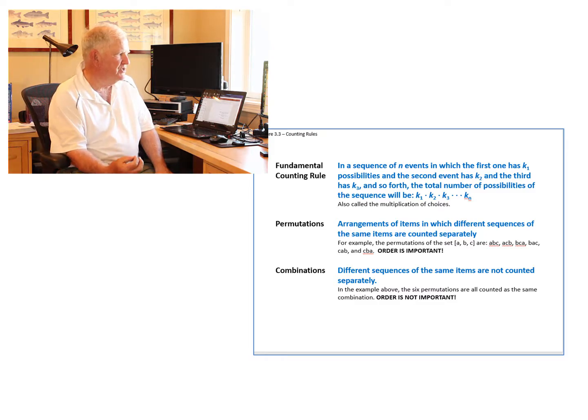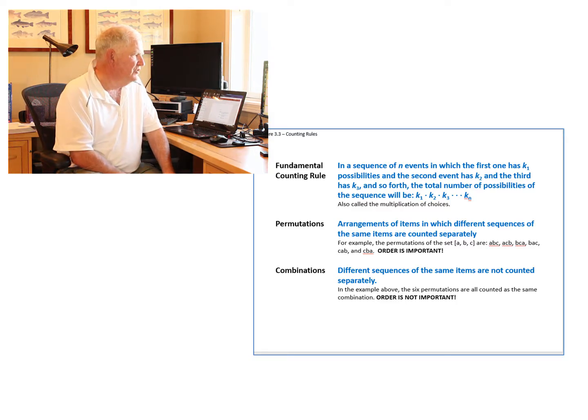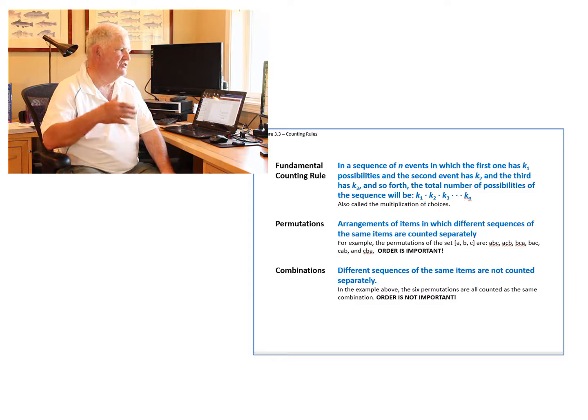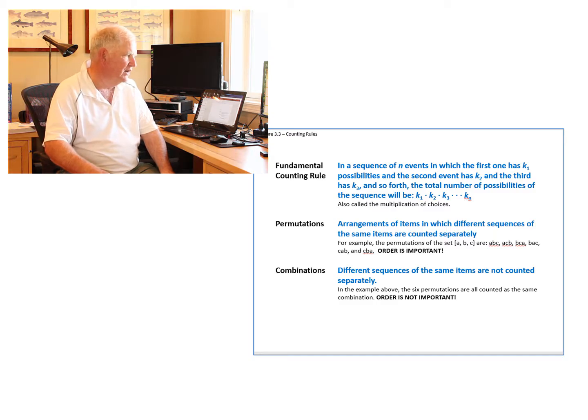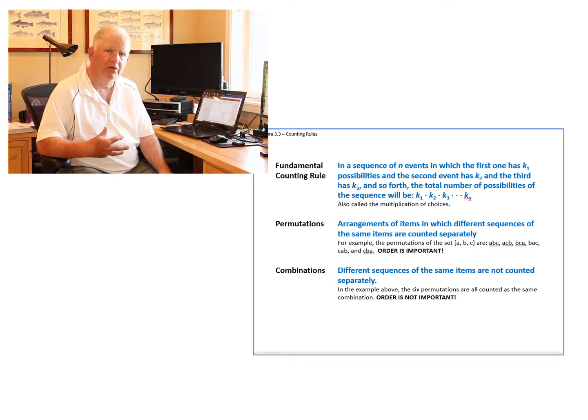The top one is called the fundamental counting rule, and let me just read it here. It says, in a sequence of n events in which the first one has k1 possibilities, the second one has k2, and so forth, the total number of possibilities is just the product of k1 times k2 times k3 up to kn. That's also called the multiplication of choices. Okay, now that's actually something that I think you probably have an intrinsic feeling for.